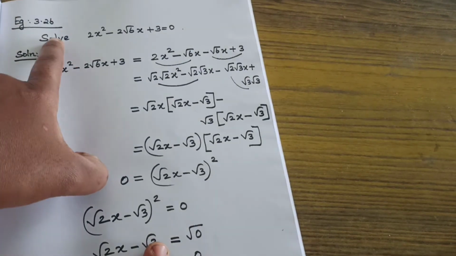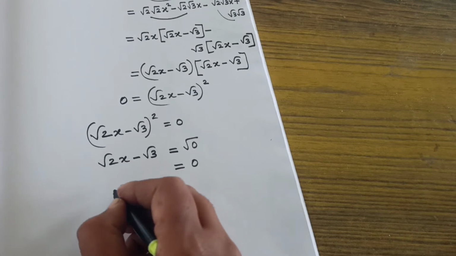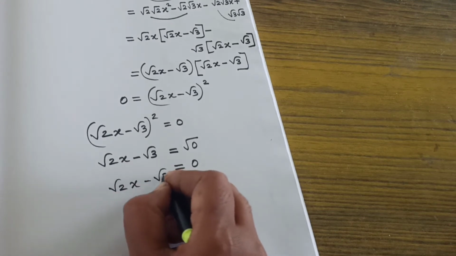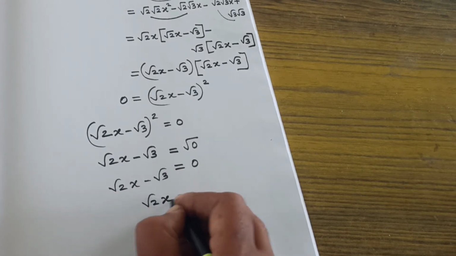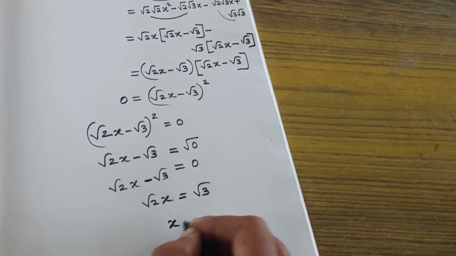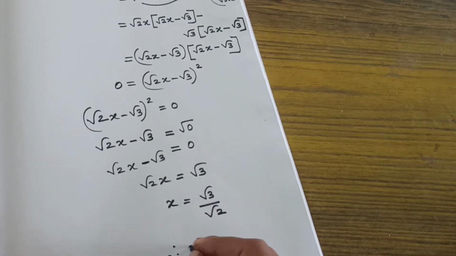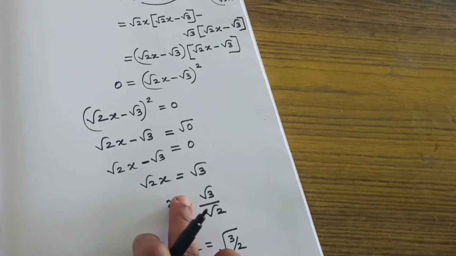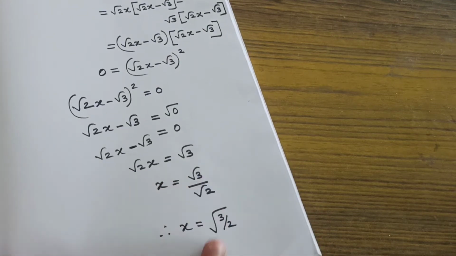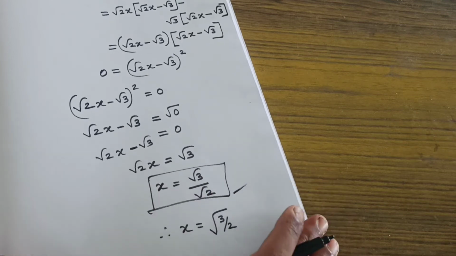Solve. What is the meaning of solve? We need to find the value of x. So, x value only we need to find. So, root 2 x minus root 3 equal to 0. Root 2 x equal to, this minus term coming this side, plus root 3. Then x equal to root 3 by root 2. Therefore, x equal to root of 3 by 2. This answer is also correct. If you write this as common, this is also correct. Okay, this is the final answer.